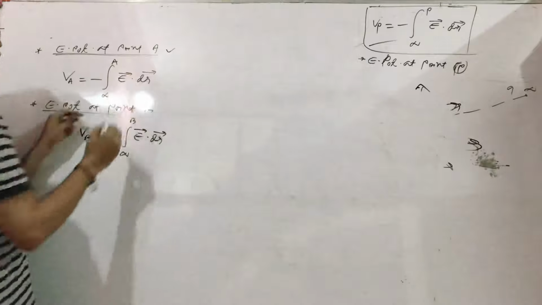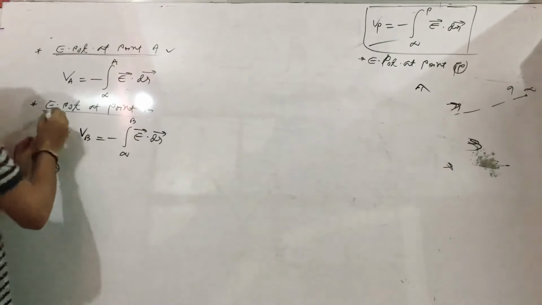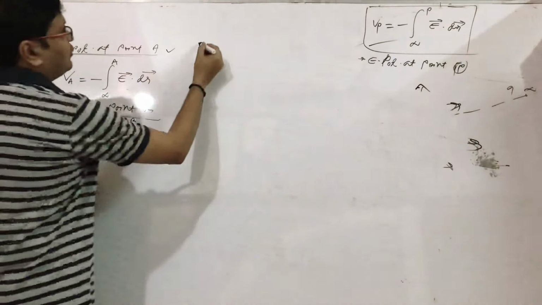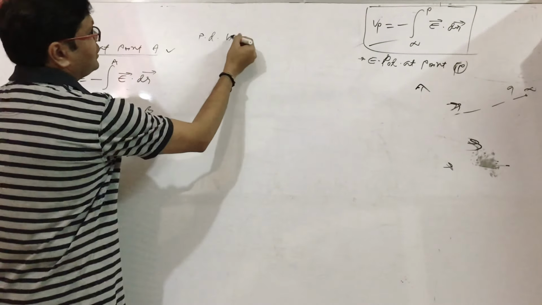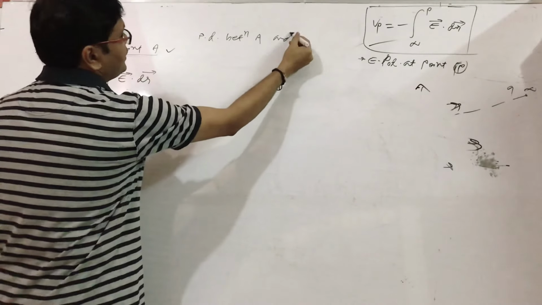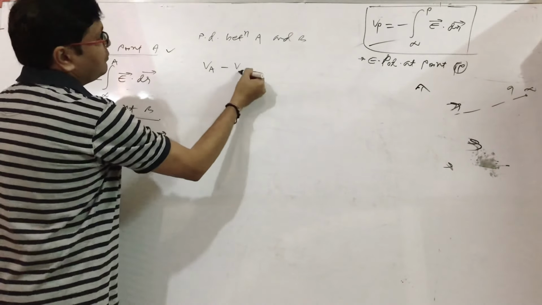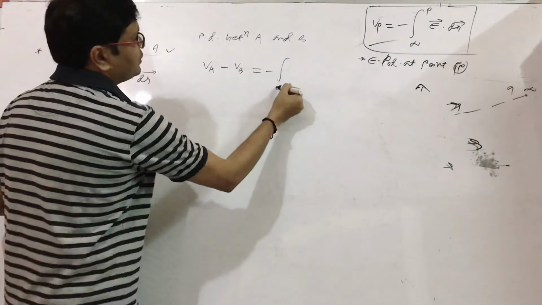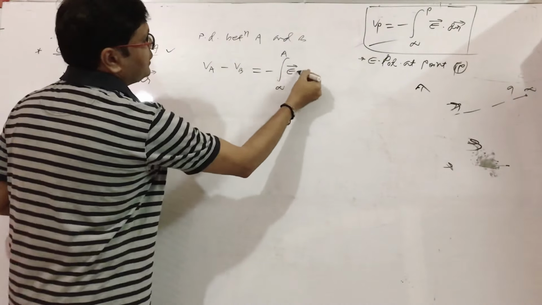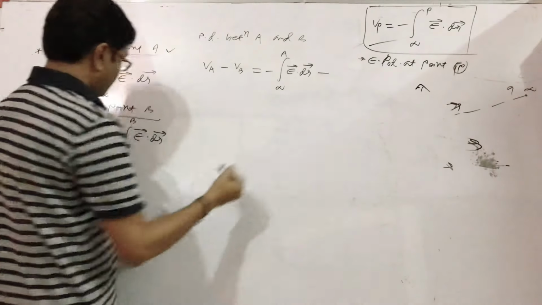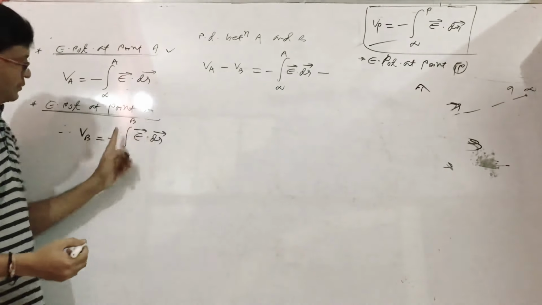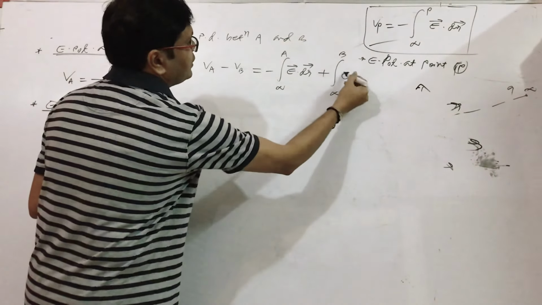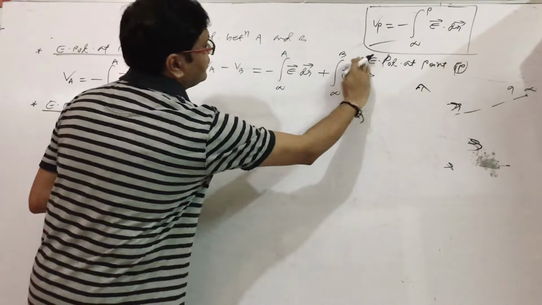Electric potential at point A is minus infinity to A, E dot dr. Electric potential at point B is minus infinity to B, E dot dr. Now I would like to obtain the potential difference between A and B, in short, VA minus VB. So by taking the difference, VA is minus infinity to A E dot dr, and here, since this one is minus VB, plus minus infinity to B E dot dr.